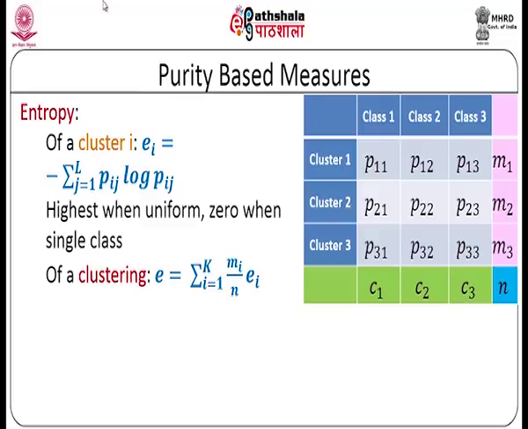sum over i equal to 1 to k of m_i by n. m_i, remember, is the size of the cluster, by n, the number of data points. E_i is already calculated. So, this is entropy.